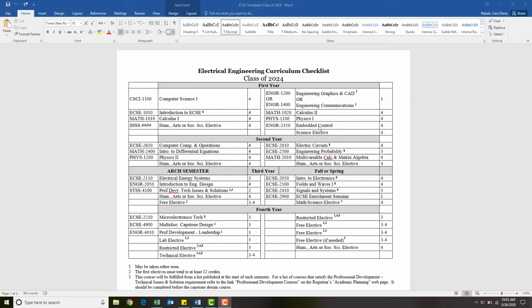Embedded Control requires Computer Science 1 as a prerequisite, so don't look at this class unless you have some sort of credit for Computer Science 1.